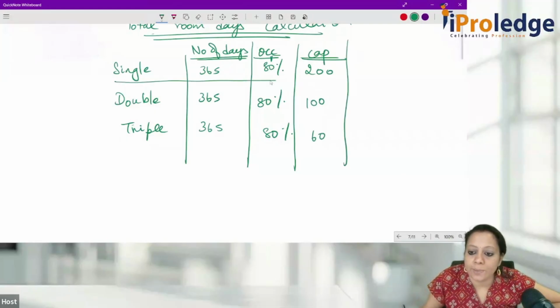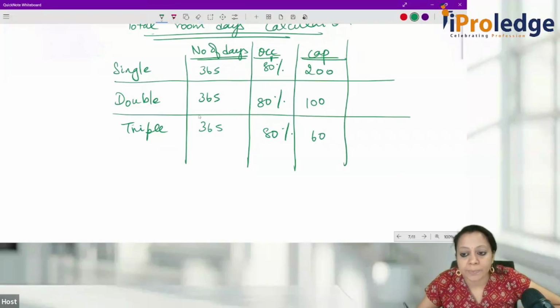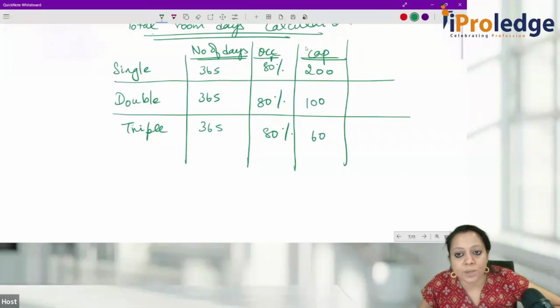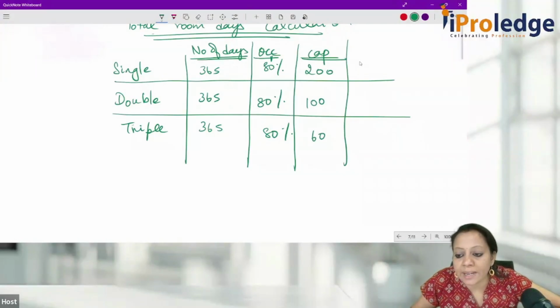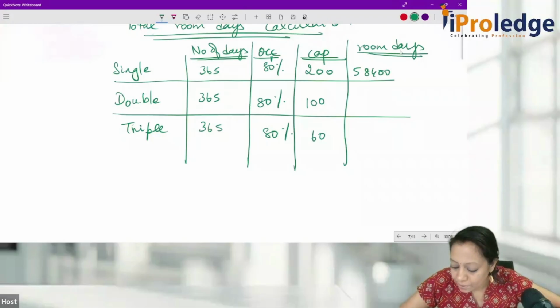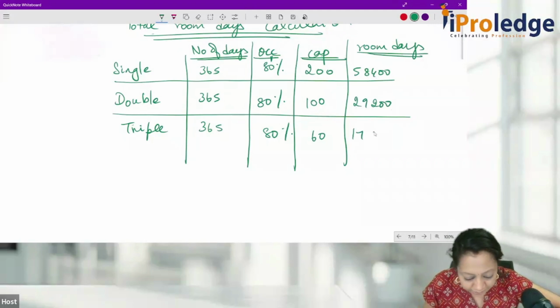Now we will calculate the room days. So totally 200 rooms are there for single. Out of that, 80% only will be occupied. So that means 160 rooms only I can charge it from into 365. That is going to be 58,400. Yes, everyone? Okay. So 100 into 80% into 365. That is 29,200. 80 into 60% into 365. That is 17,520.